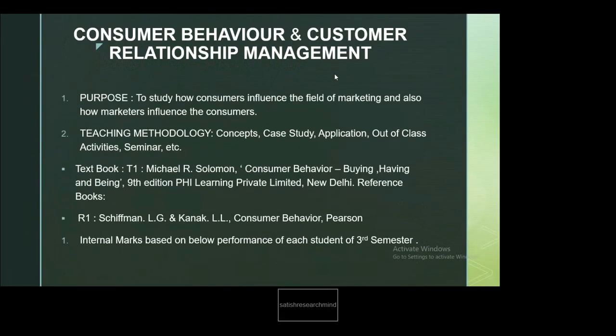This is Consumer Behavior and Customer Relationship Management, a subject of your third semester. There are mainly important things: what is the purpose of consumer behavior, what is the teaching methodology, and what are the important reference books. These are just the intro; later we will discuss everything in my class.